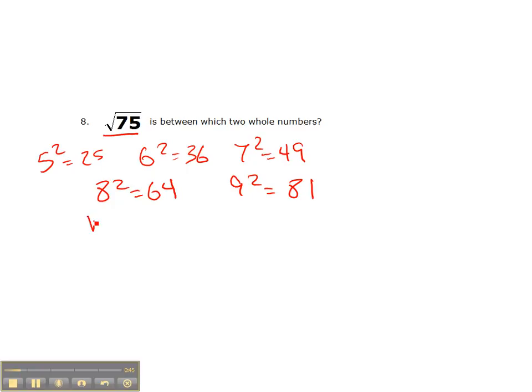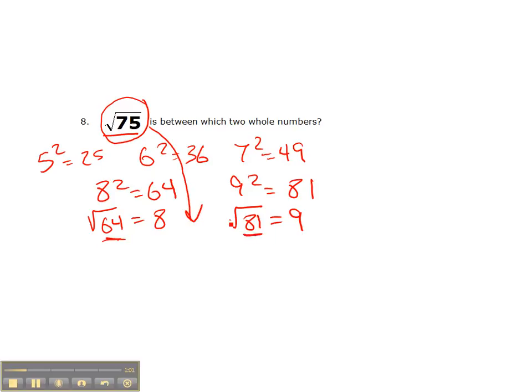So the square root of 64 equals 8, and the square root of 81 equals 9. And the square root of 75 is right in between the square root of 64 and the square root of 81. So the square root of 75 must lie between 8 and 9.